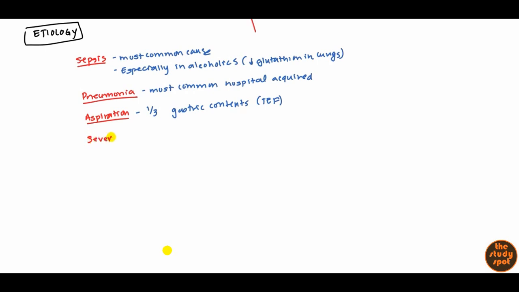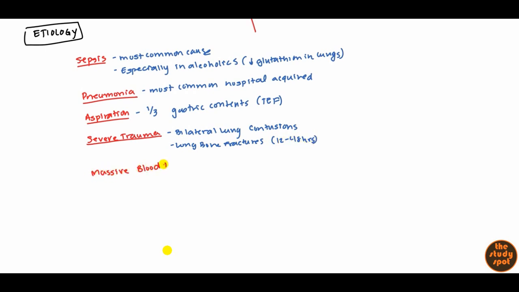Severe trauma, so people in accidents who experience heavy trauma can have ARDS. This is generally due to some type of bilateral lung contusion, which again leads to edema. And you also need to remember that long bone fractures can also cause it with the fat emboli. Also, massive blood transfusions, especially when it gets to over 15 units, can be one cause. However, sometimes it can even be caused with 1 unit. So it's not always massive blood transfusion, but it's more commonly with that.